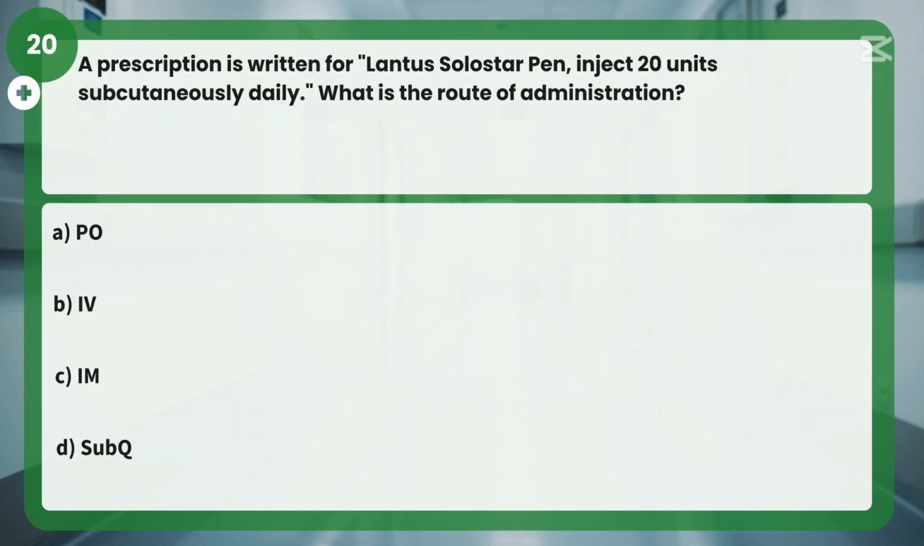Question 20. A prescription is written for Lantus SoloStar Pen, inject 20 units subcutaneously daily. What is the route of administration? A. PO. B. IV. C. IM. D. Sub-Q.